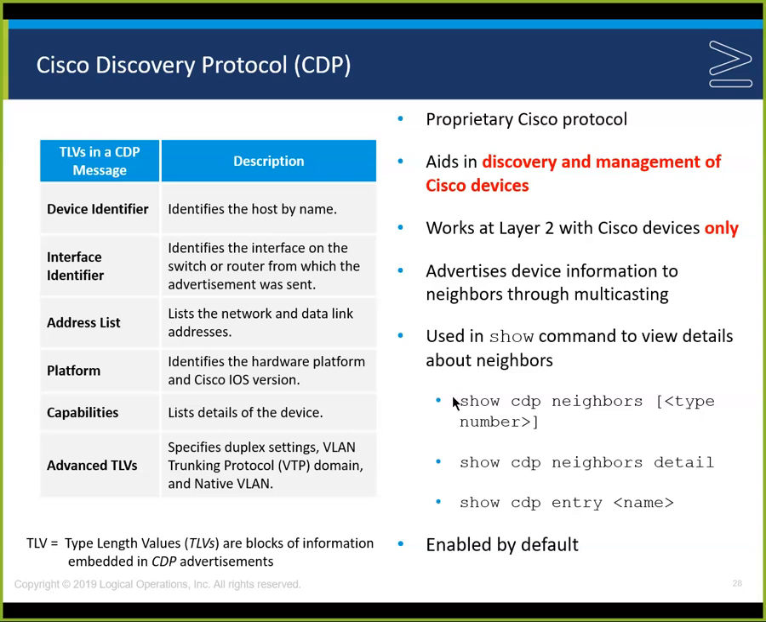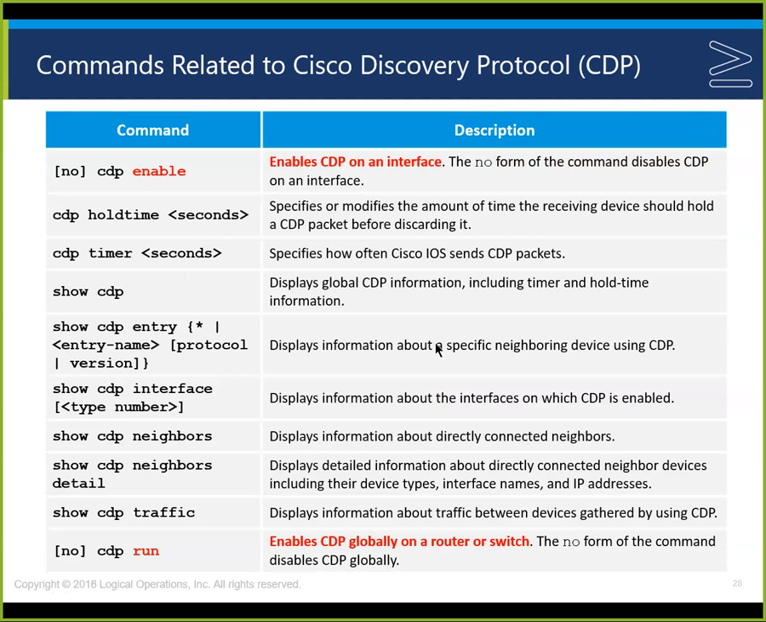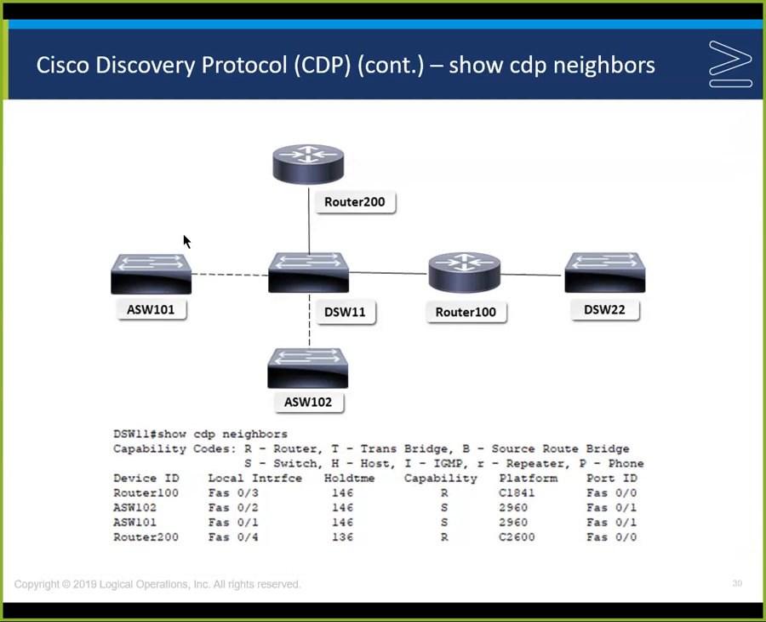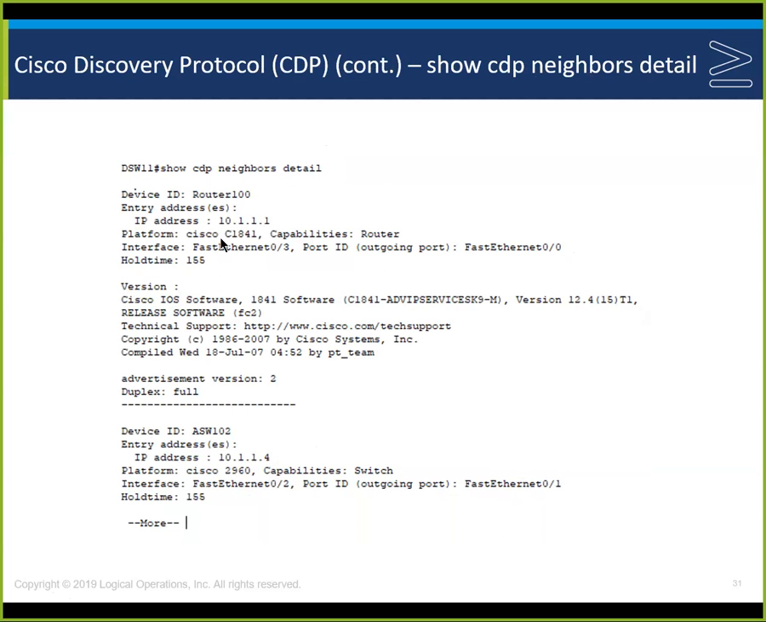So we have the show CDP neighbors, which gives us a summary, and then the show CDP neighbors detail, which gives more information about what is going on on the device itself. We have the show no CDP, and then the CDP neighbors. We get the list, and then the detail, and this one has got the correct information in it.